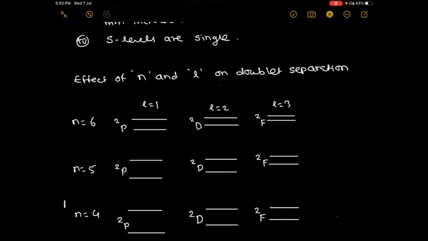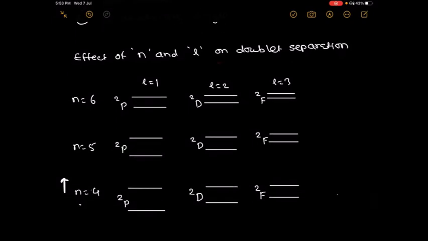Now what it shows, as N increases for a given element, then what happens? The doublet separation goes on decreasing for each value of L. Secondly, if n is constant, for given n, then what happens? Doublet separation decreases with increase in L. L 1, 2, 3 means doublet P, doublet D, doublet F. This is L1, L2, and L3. Doublet separation decreases with increase in n.